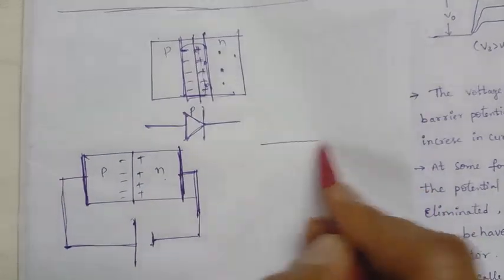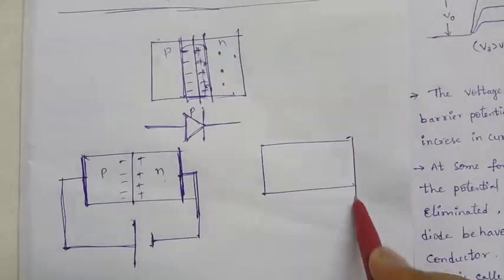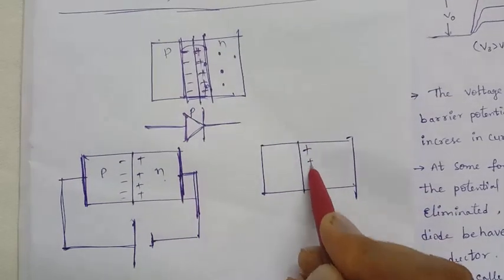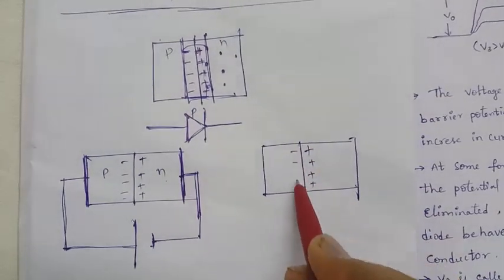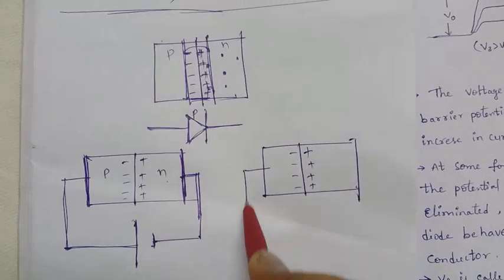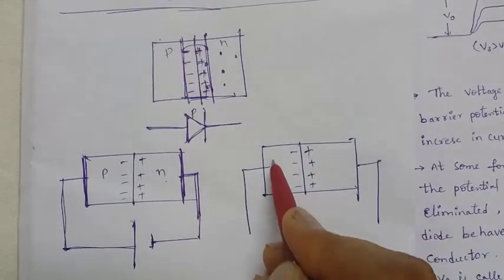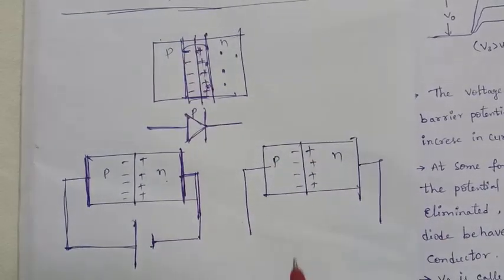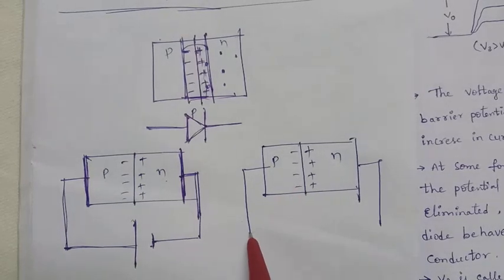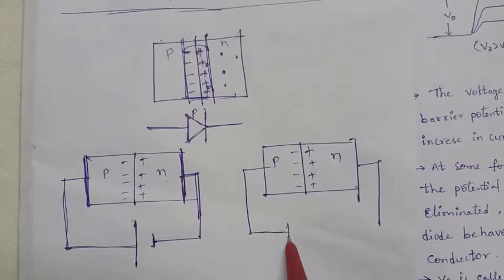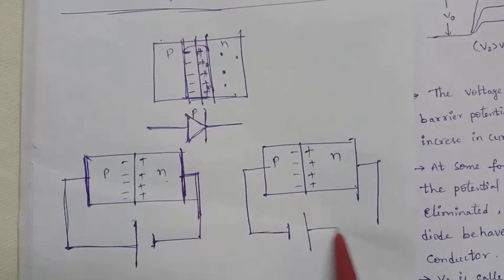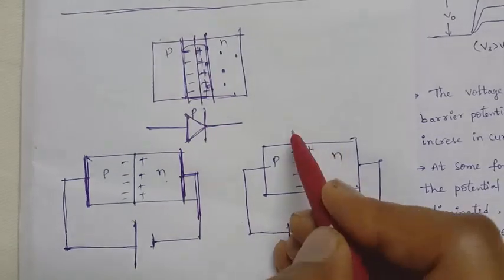And what is the reverse bias? Reverse bias means, with the P and the N, here P is connected to the negative terminal and N is connected to the positive terminal. Then we get the reverse bias connection.